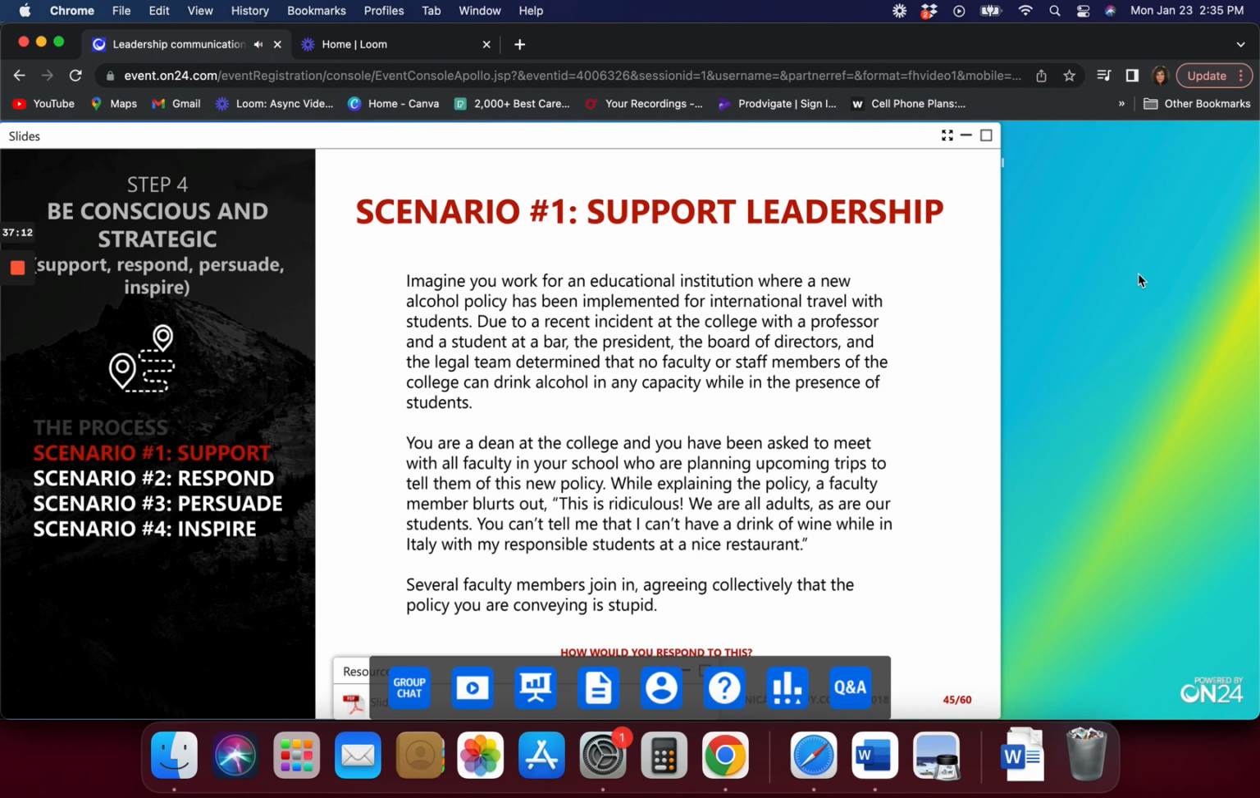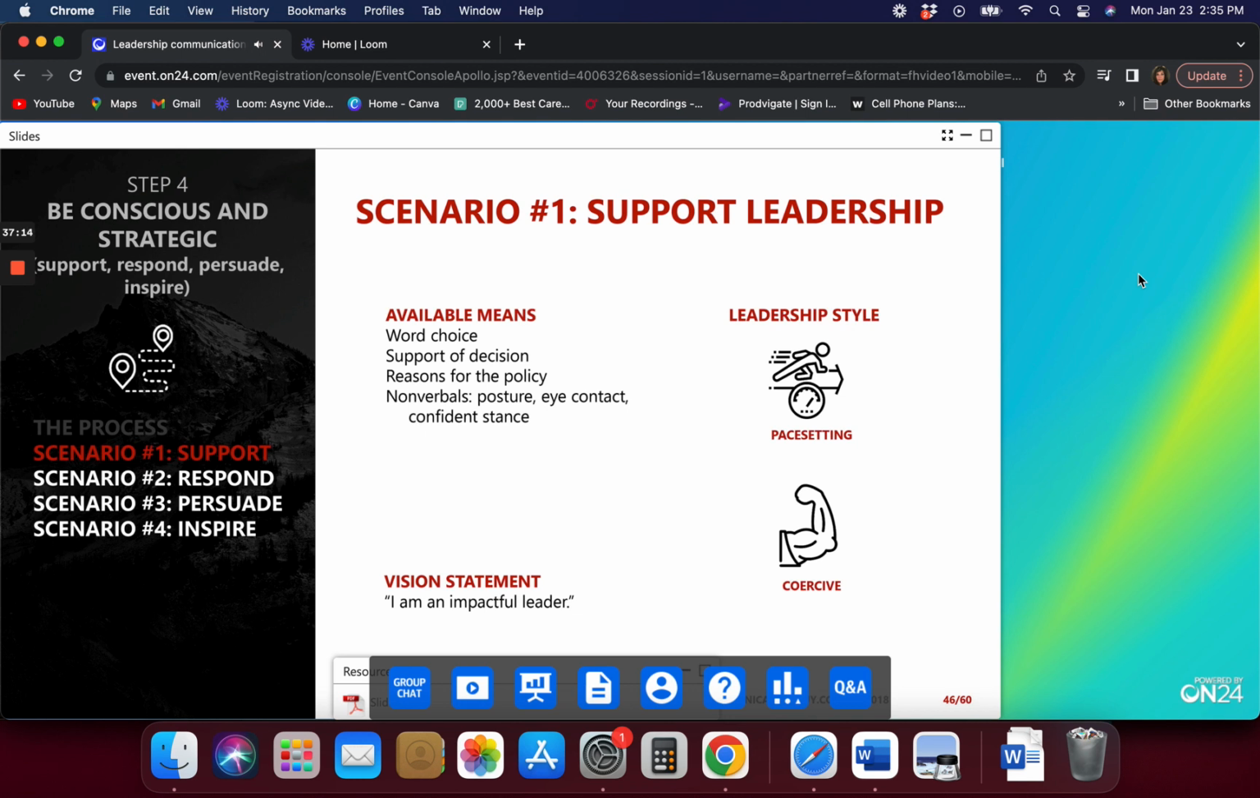So what do you do? You first think through your available means. Okay, you're going to be giving this presentation. What's my word choice? How should I describe this new policy? Should I be supporting the decision? Yes, you should support the decision. Give reasons for the policy. This is something to protect employees, it protects students, it protects you and the institution. Legally, this is better for us. Whatever you need to say there. And then nonverbals. Make sure that your posture is good, eye contact, and confident stance, so that people understand that this policy you're conveying is not negotiable.